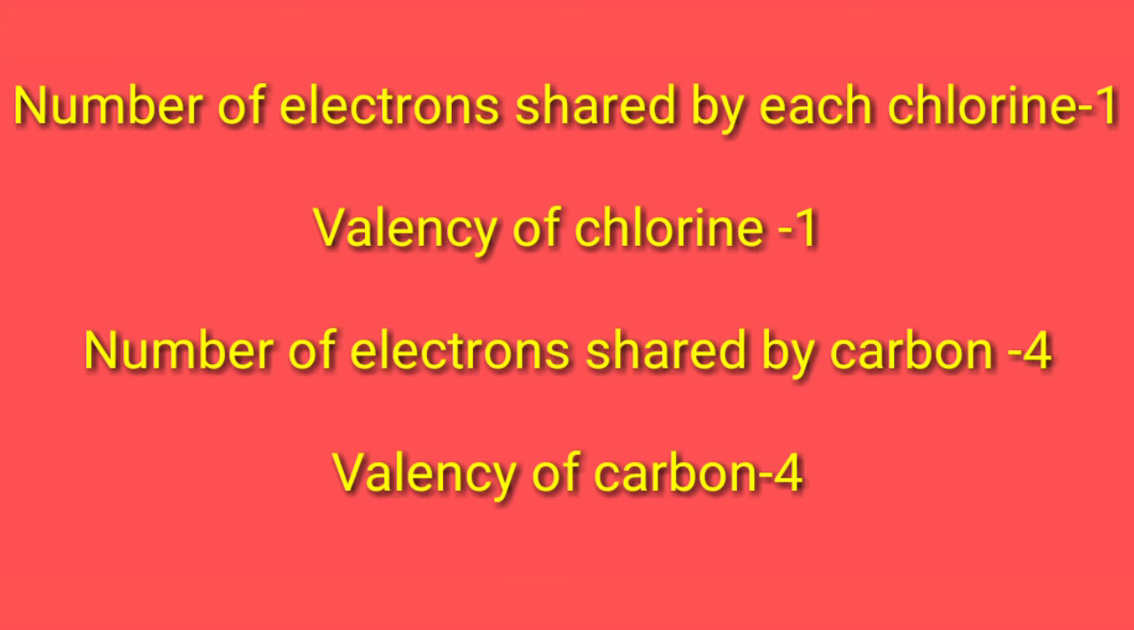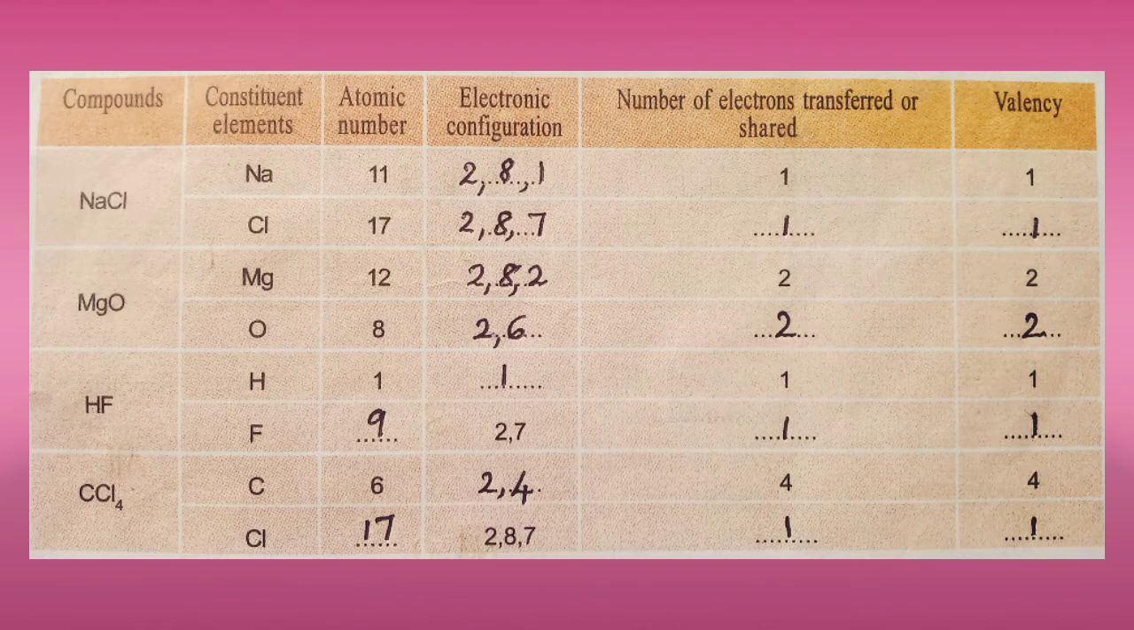The number of electrons shared by each chlorine atom is 1. So the valency of chlorine is 1. In carbon tetrachloride, the number of electrons shared by the carbon atom is 4. Hence, the valency of carbon atom is 4. Let us check the given table.